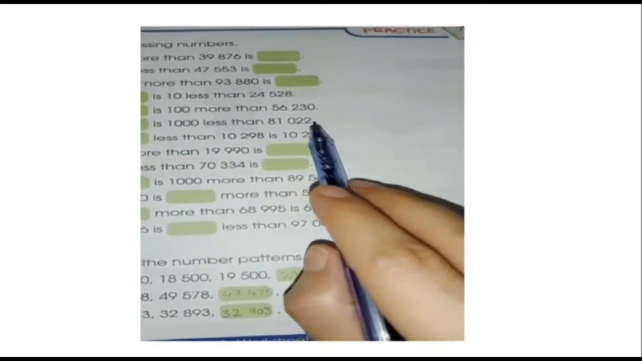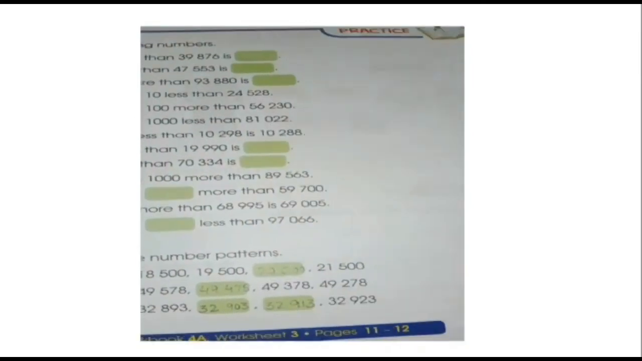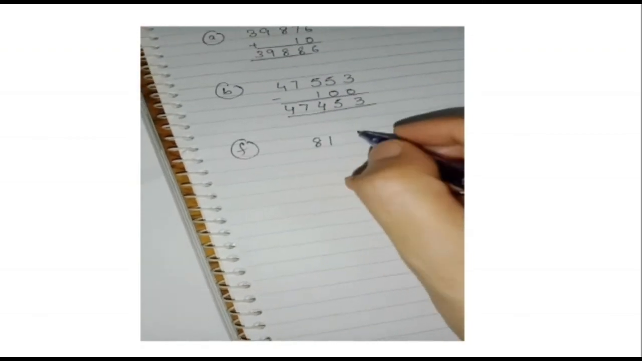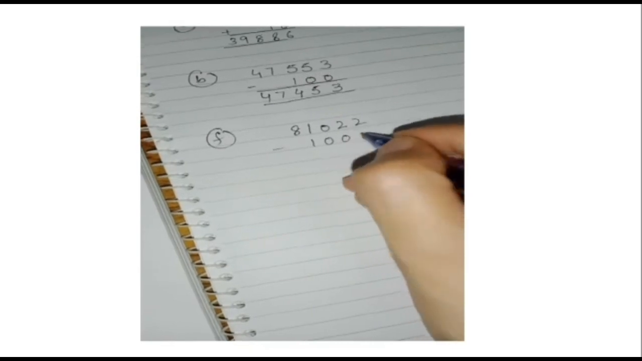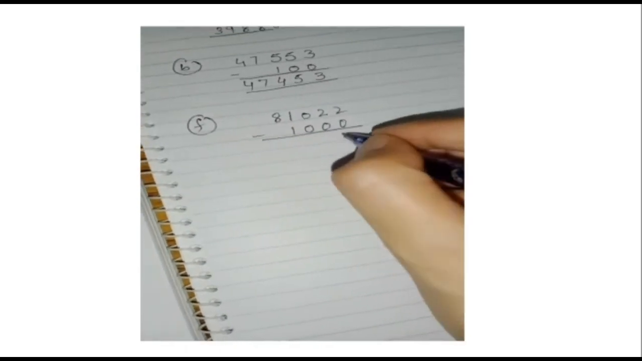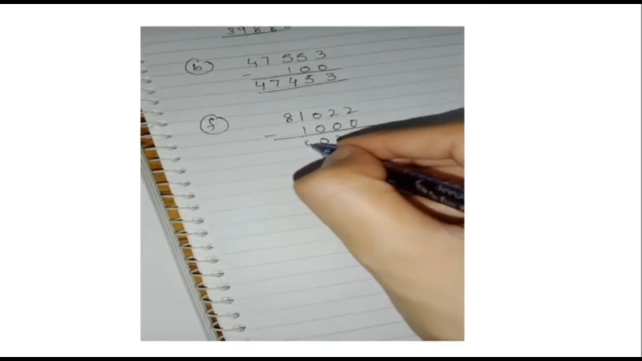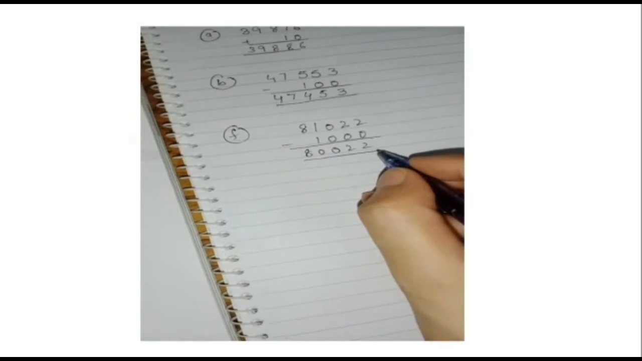So the answer is 47,453. Next, part number F. Dash is 1000 less than 81,022. यहाँ पे आपने ये बताना है कि 81,022 में से अगर आप 1000 सब्ट्रैक्ट करेंगे तो क्या आंसर आएगा. So 81,022 minus 1000. So 2 minus 0 is 2, 2 minus 0 is 2, then 0, then 1 minus 1 is 0, and 8. So the answer is 80,022.